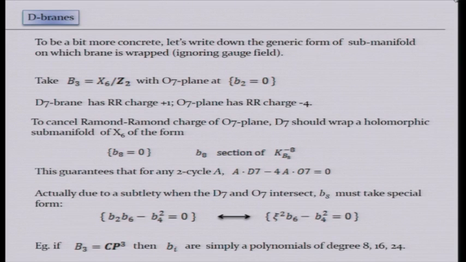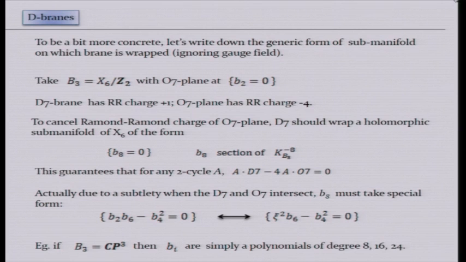Now, there's actually a further subtlety, which I'm not going to explain, but you can find the explanation in the notes. Turns out that when a D7 and an O7 plane intersect, you can't have a generic intersection. It's not compatible with orientifolding. Whenever the D7 brane intersects an O7 plane, you have to have a kind of double intersection. There has to be another piece of the D7 coming in and intersecting it at the same time.